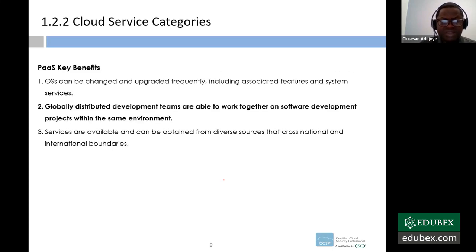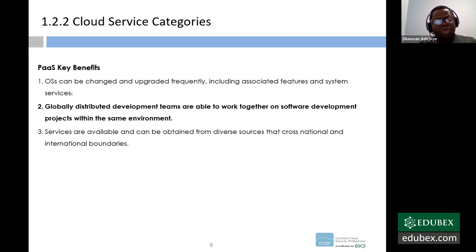So now let's take a look at a few benefits of platform as a service. OS can be changed and upgraded frequently. Why? Because these OS are managed by... okay, I'm going to take this question. It says, does saving data on cloud significantly reduce the need for cybersecurity measures in a company? I'm going to take it when I get to the question section. I like the way you dropped the question. I'm going to take it at that time.